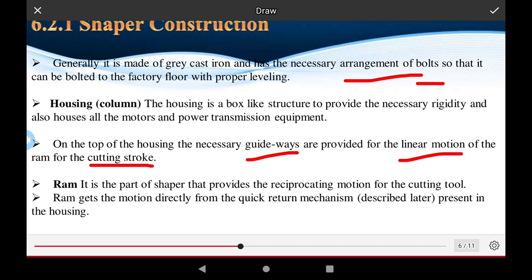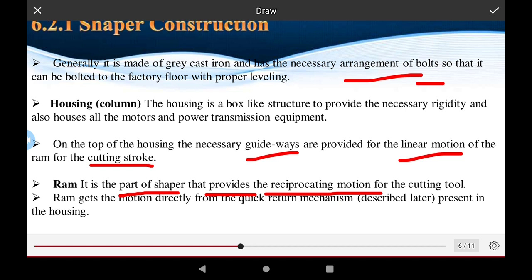The forward motion of the ram is the cutting stroke, and the return stroke does not cut the metal. The ram is part of the shaper machine. It is the top part of the machine, provided for the reciprocating motion.